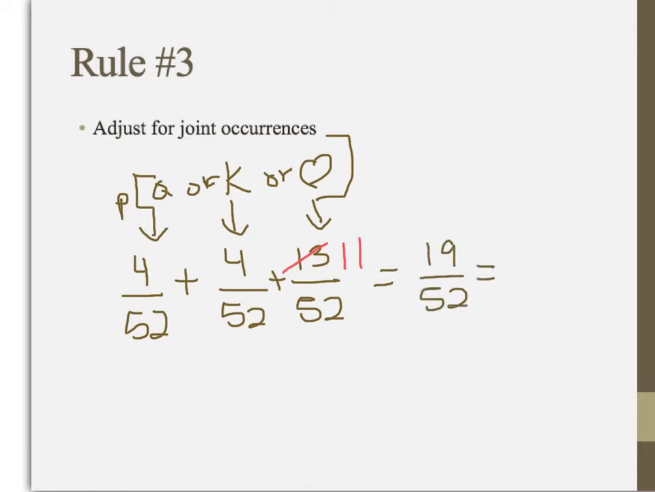And that's going to give us 0.3654. And if we change that into a percentage, it's going to be 36.54%. So when you have joint occurrence, you need to take that into account and make sure that you eliminate double counts.